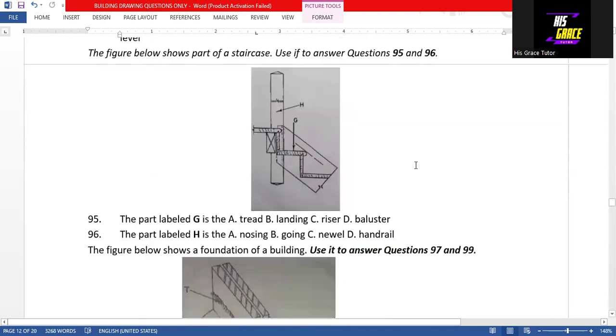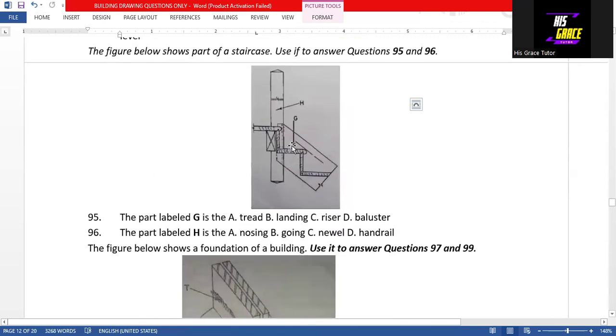Then questions 95 and 96. We are making use of this diagram to answer questions 95 and 96. The part labeled G is landing. That is option B, the answer to question 95. 96. The part labeled H is a newel. That is option C, the answer to question 96.